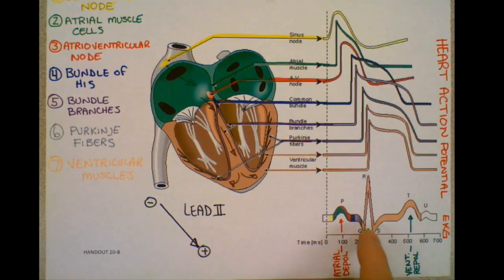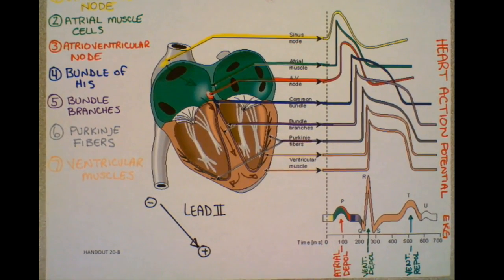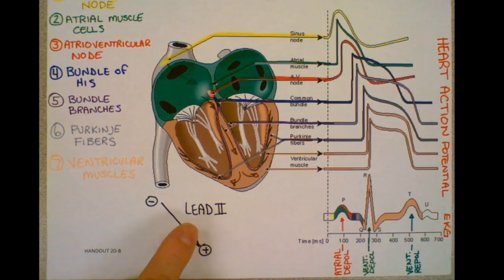And when the ventricles depolarize, they have to repolarize. The S to T interval is where we have that refractory period, that delay before we can repolarize. And then the T wave shows us repolarization of the ventricles. So this is a typical EKG. We call this a typical lead 2 EKG because it's moving from the upper right of the heart to the lower left of the heart.